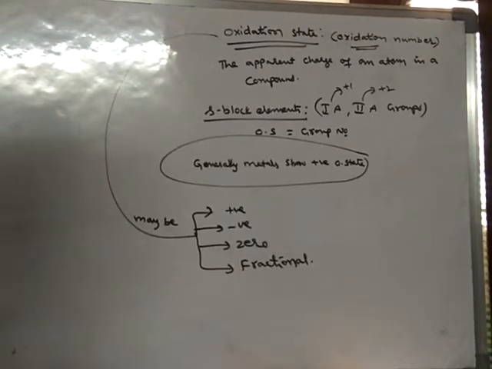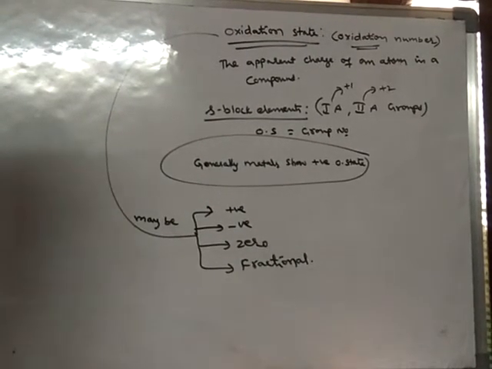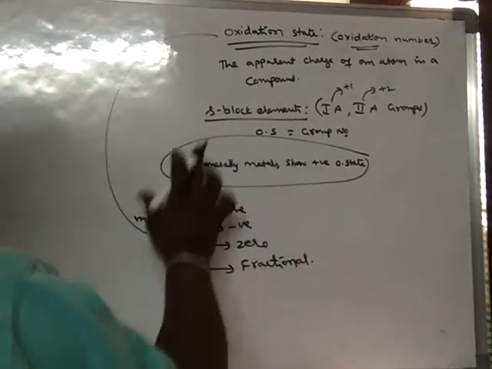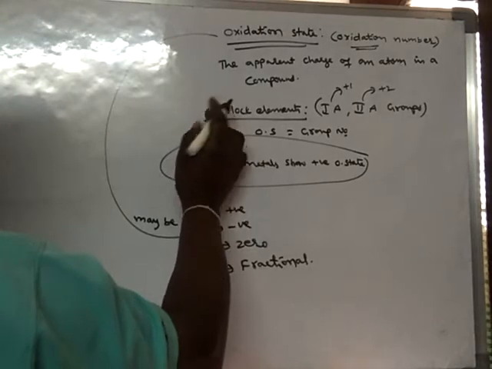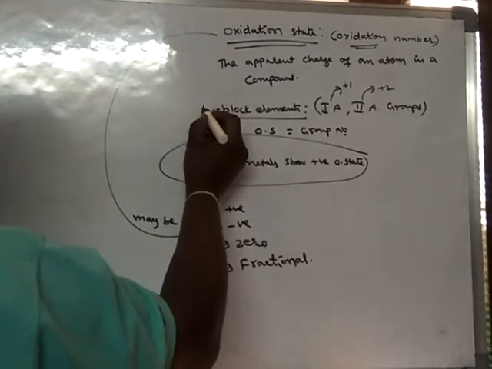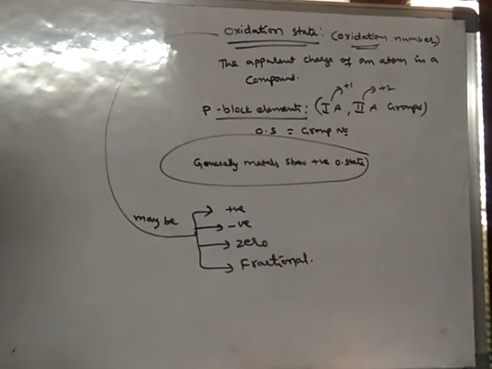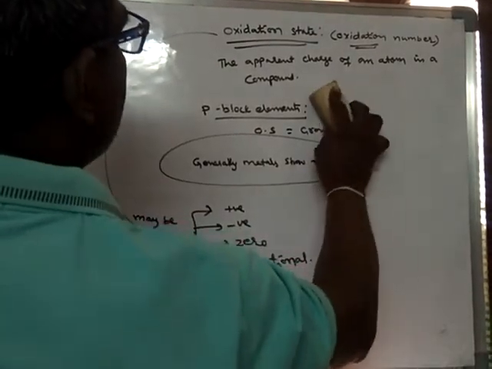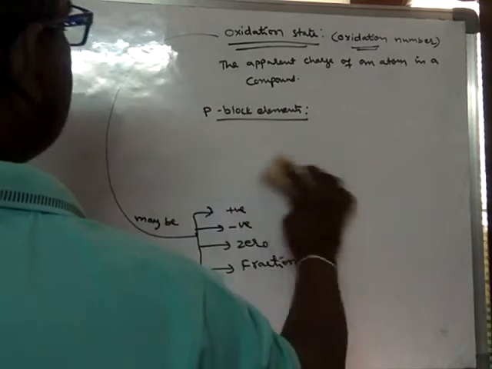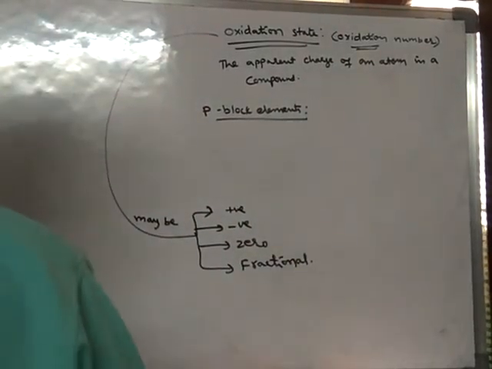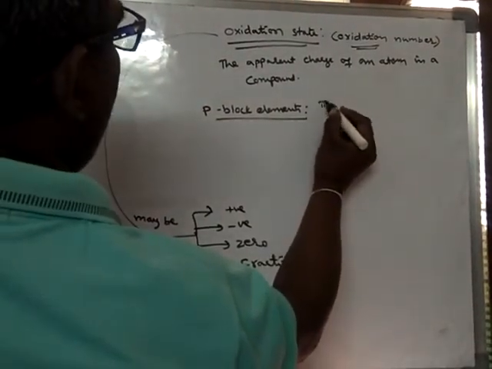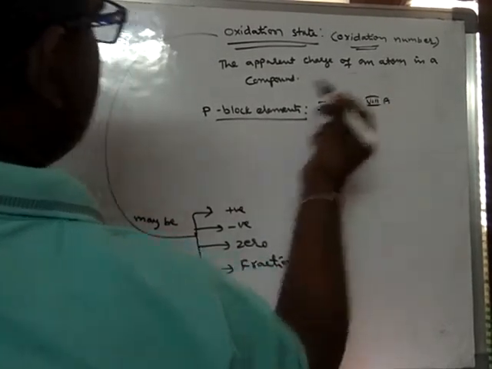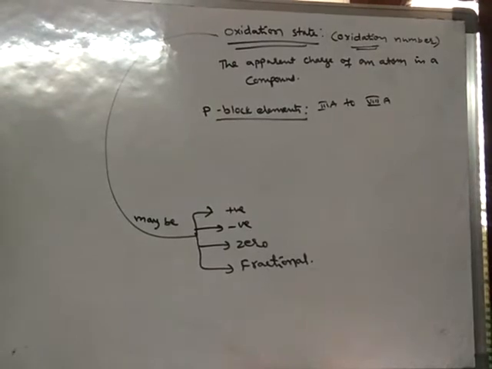So if you see S block elements, their oxidation state is equal to group number. Then P block elements. What are P block elements? That means from 3rd A to 8th A generally. We'll call them P block elements.